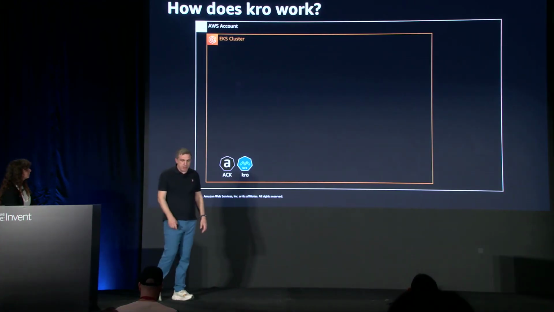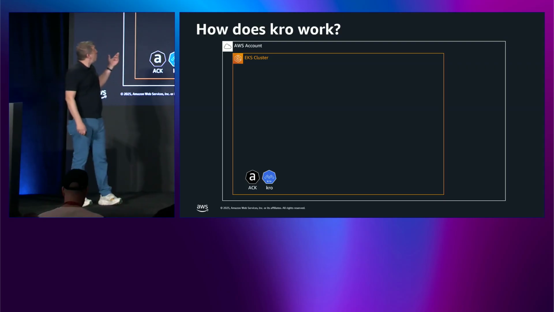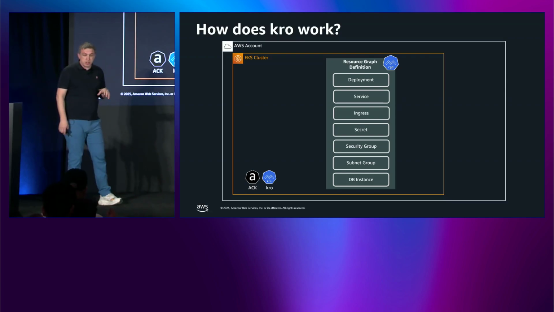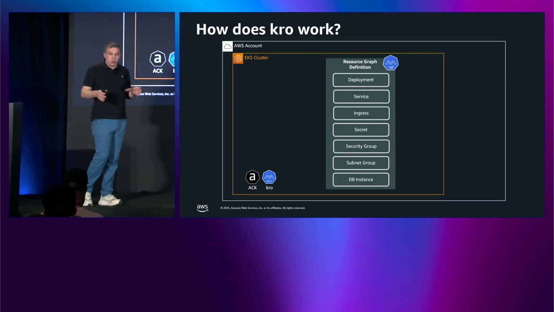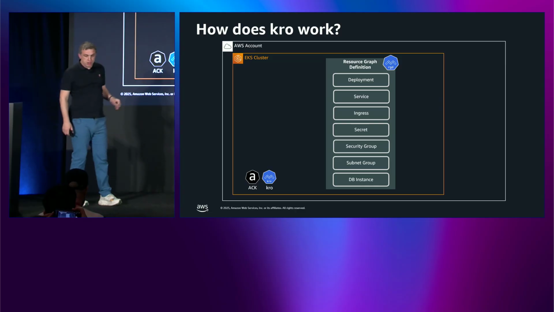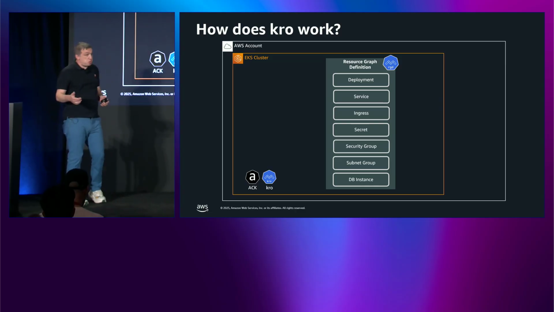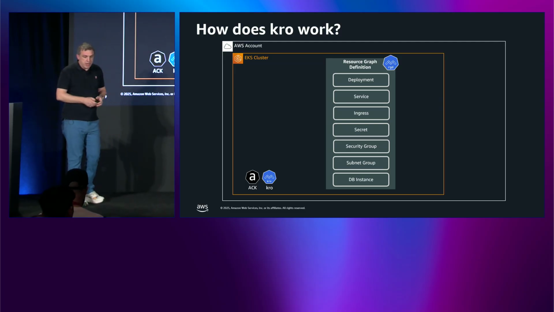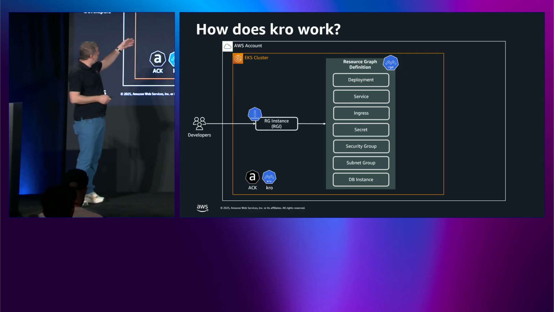How it works: when you install the Kro controller in your cluster, it installs a custom resource definition, which is called resource graph definition, right? And then platform, security, and database teams can collaborate and create essentially this custom, composable API, right? And then it will be instantiated by developers and reused in the cluster.